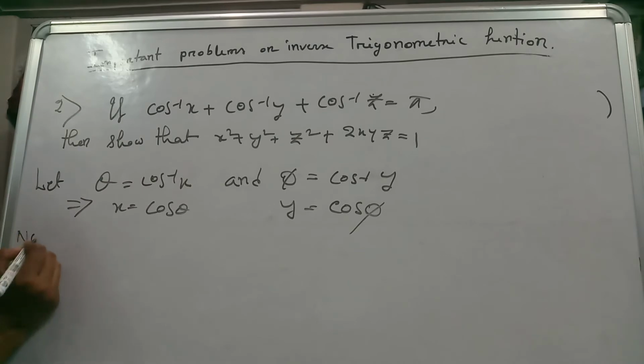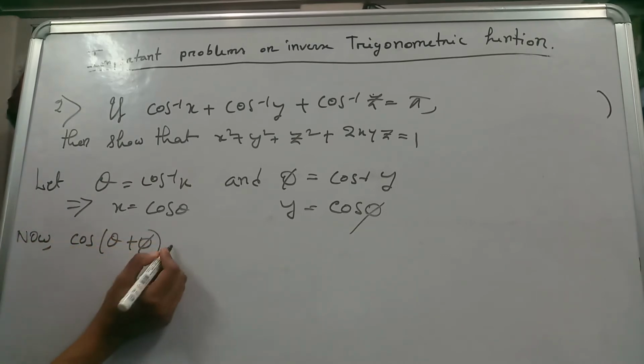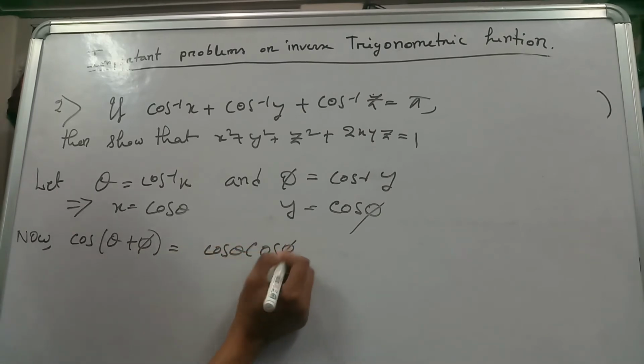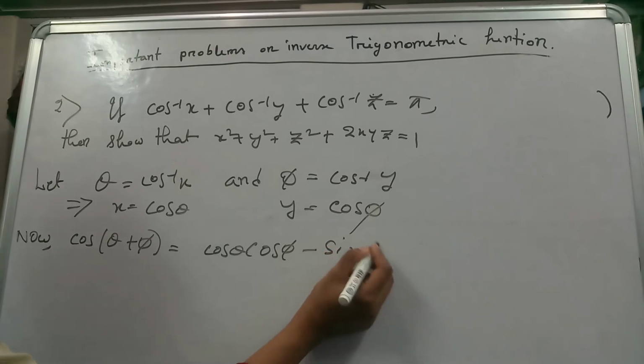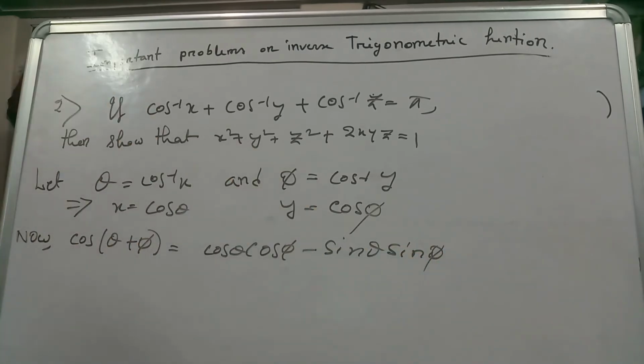Now cos of theta plus phi equal to, we know, cos theta cos phi minus sin theta sin phi from the trigonometric formula.